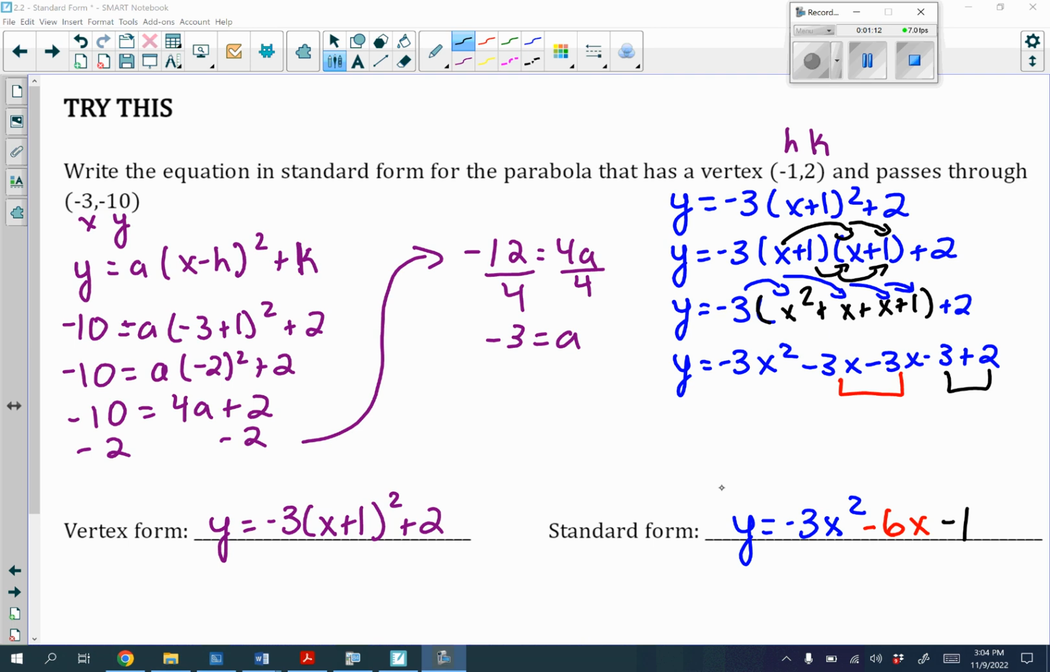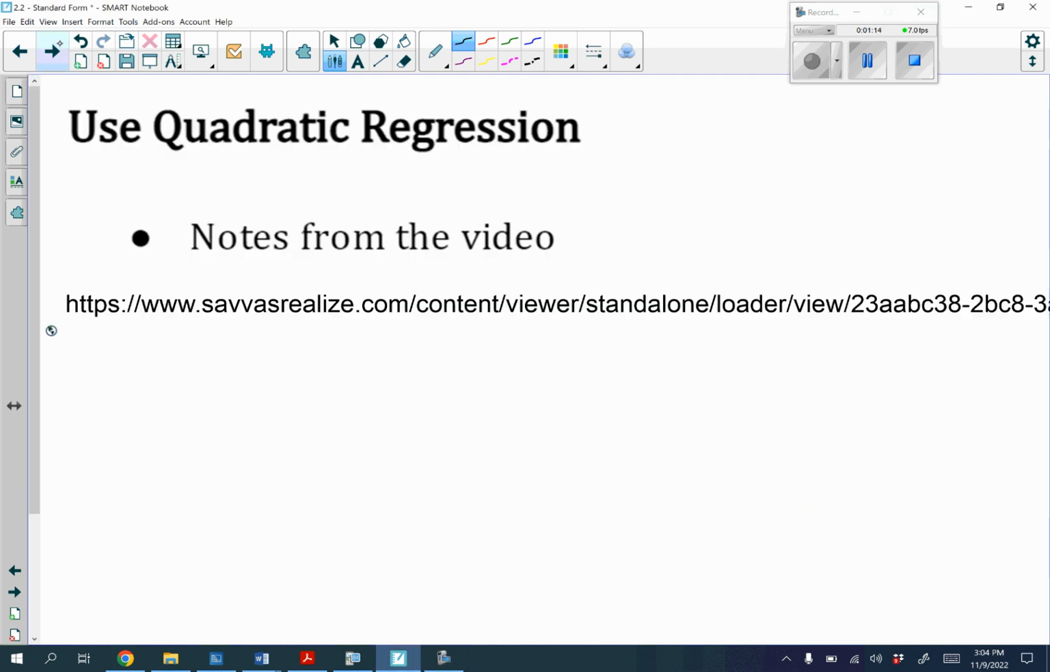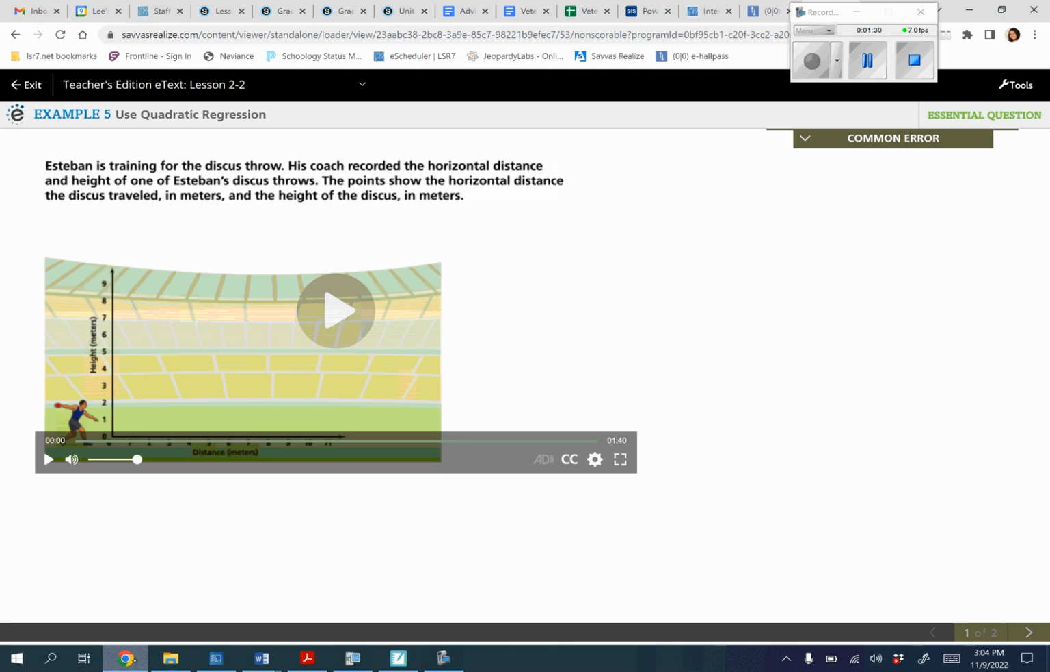Okay, so now we're actually getting into our regression. So go and turn to this, use quadratic regression. We're going to watch a video from Savas to talk about how we use our graphing calculator. So yes, you need to have that to write a quadratic function. This is from Savas. It's going to give us some information here. So I'm going to go ahead and play this.